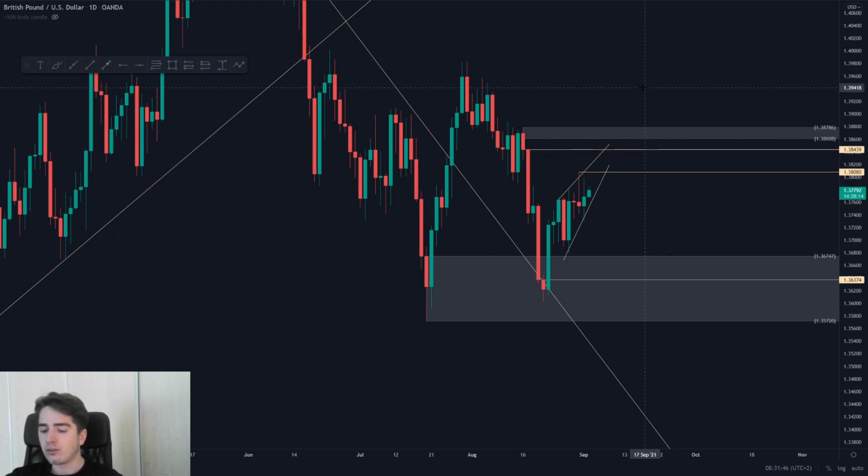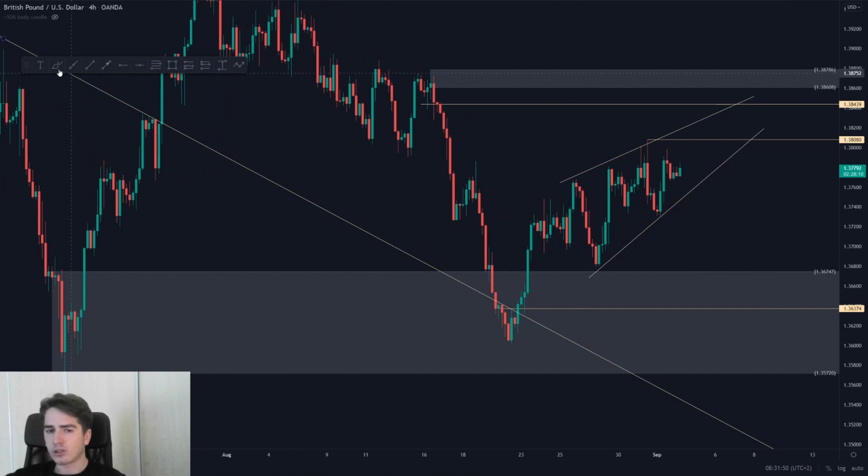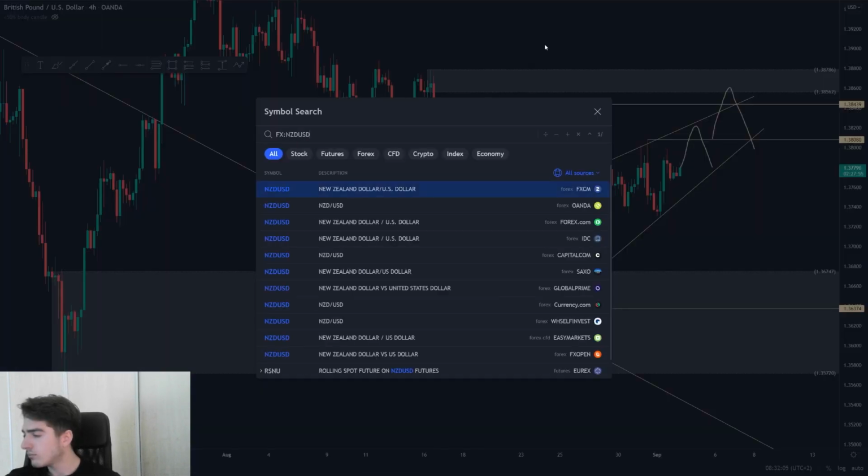pullback on pound dollar. Yeah, so bullish momentum is not that strong on pound dollar because of the ascending corrective price action that we're currently seeing. Therefore, I am expecting a potential pullback at a certain point in the near future. So yeah, that is it essentially for pound dollar. Let's head over to Kiwi dollar.